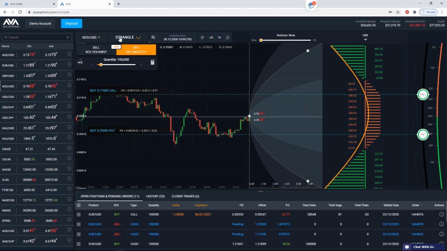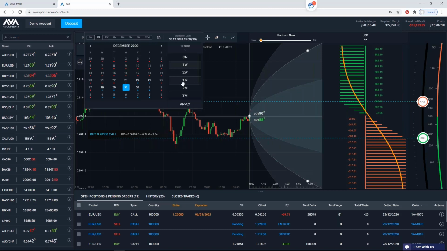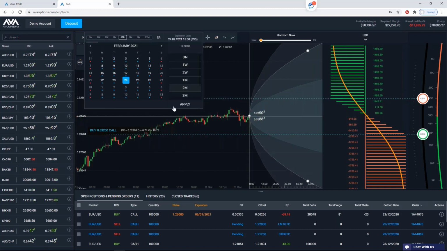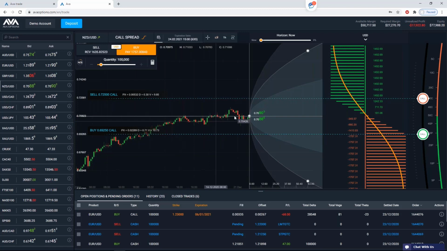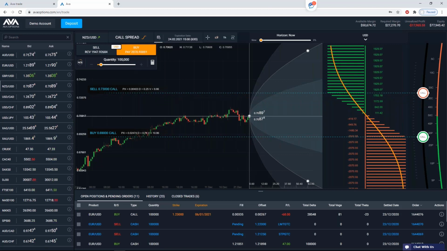Let's look at something like a call spread. A call spread is two strikes also, but we're buying one and selling one. Let's go for 2 months. So the Kiwi has been trending higher, mostly because the dollar has been trending lower. If I buy this call, let's say I'll buy a 69 call and I'll sell a 73 call, you can see what my P&L is going to look like.